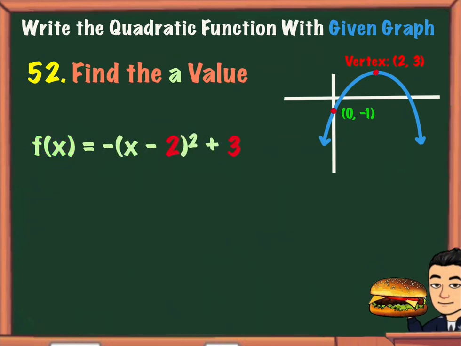But you don't have to write 1, so this is how it actually looks in the vertex form. Or you can write this in standard form. f of x is equal to negative x squared plus 4x minus 1.